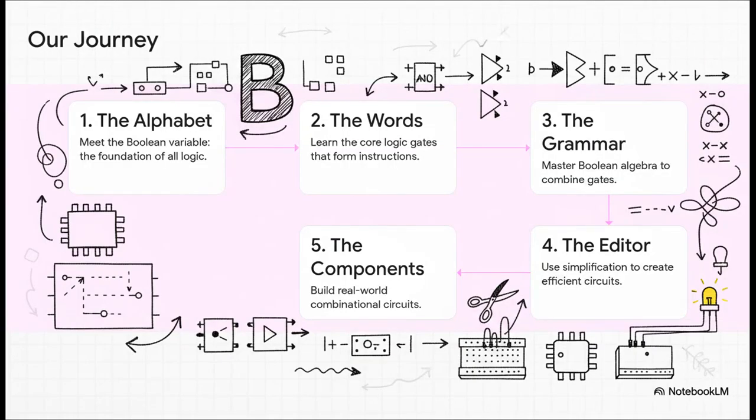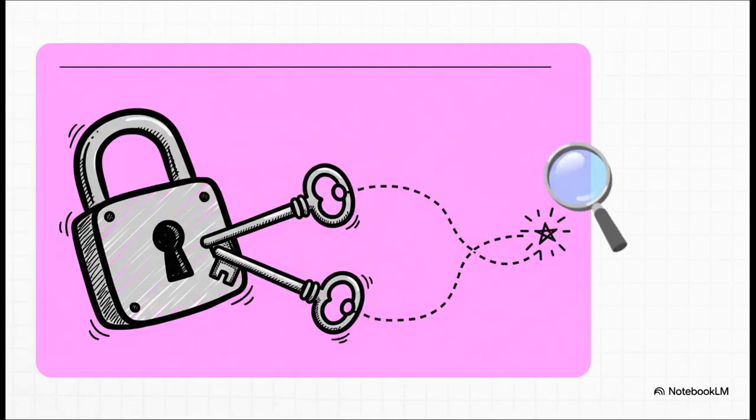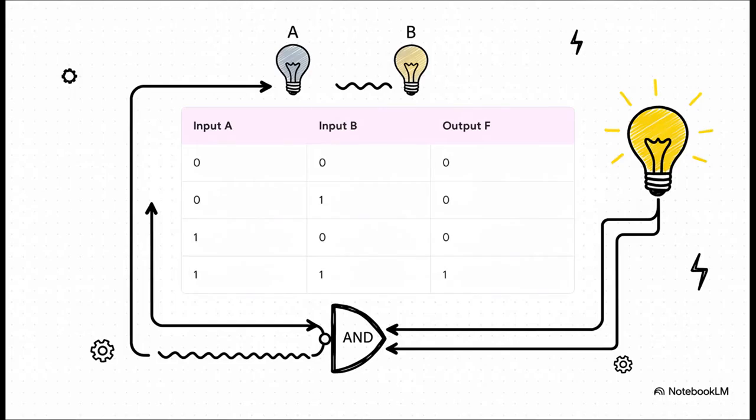So here's our game plan. We'll learn the alphabet, then the words, and then master the grammar. All right, first up, let's meet the core words of this digital language, the logic gates. This is the AND gate, kind of like a vault door that needs two keys. You need both. And you can see here it's super strict. Only when A and B are 1 do we get a 1 out.